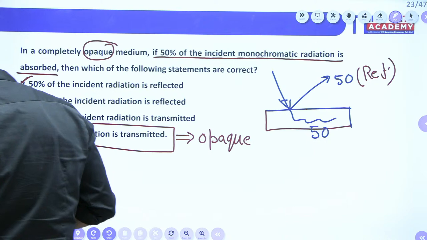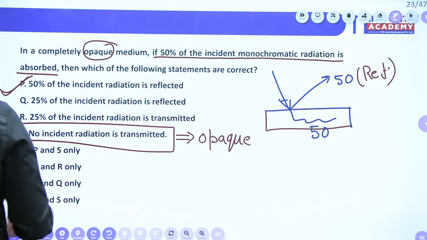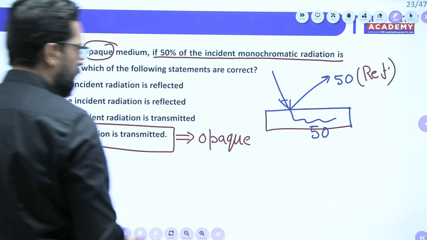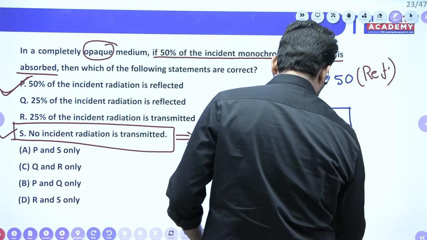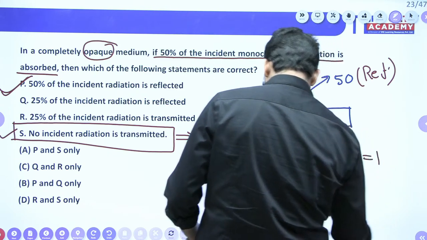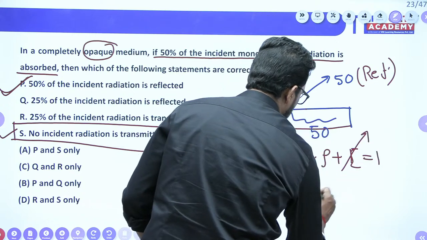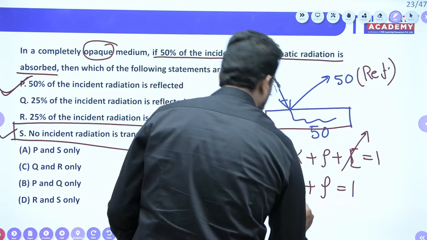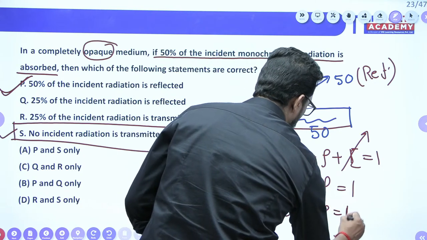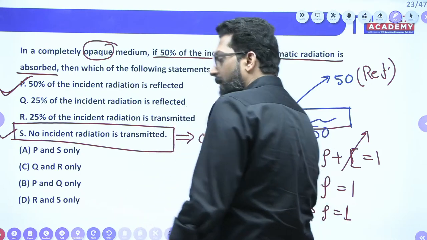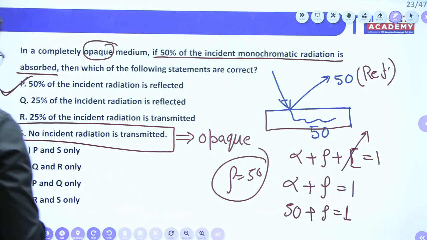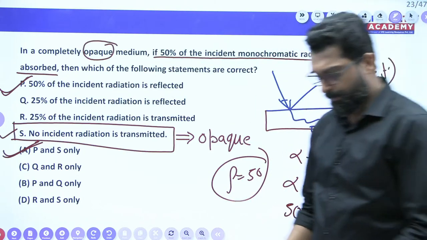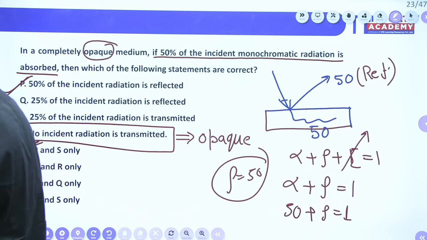So option A is correct. This is the reflected part. This is absorptivity. We know that transmittivity is zero, so alpha plus rho plus transmittivity is equal to 1. There is no transmittivity, so alpha plus rho is equal to 1, where rho is the reflectivity and alpha is the absorptivity. So 50 plus rho is equal to 1, so rho is 50%. That means 50% will reflect. So option A is correct. This is also a very simple problem. No problem at all. Now we'll take another problem.